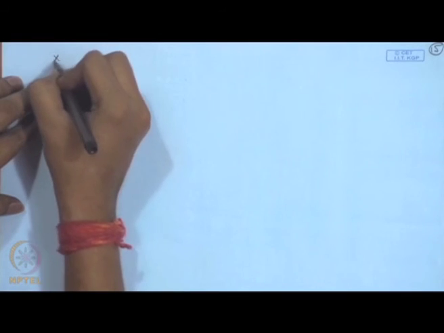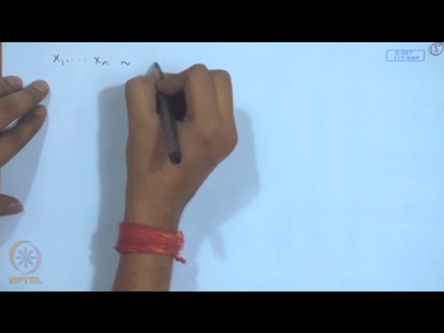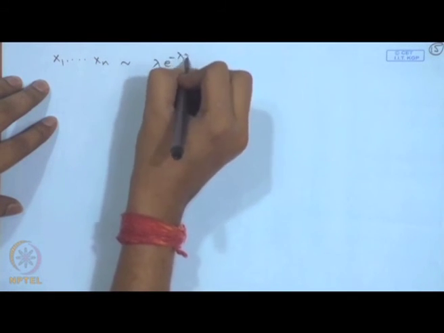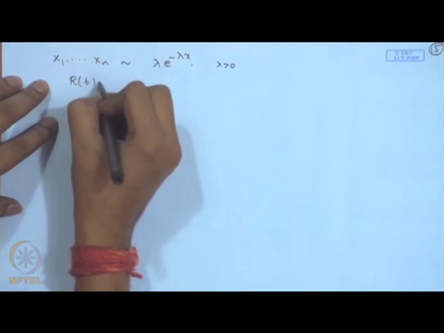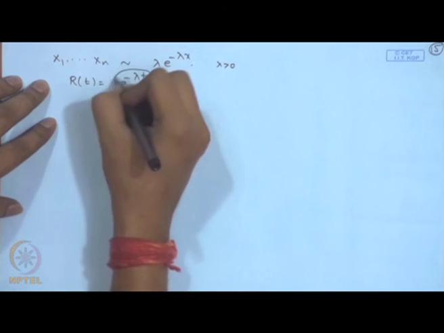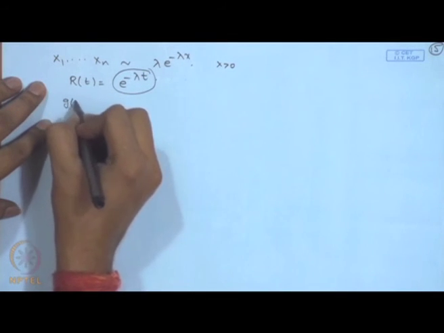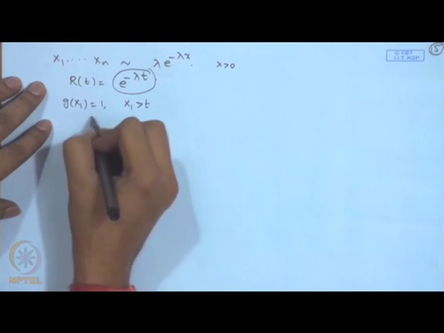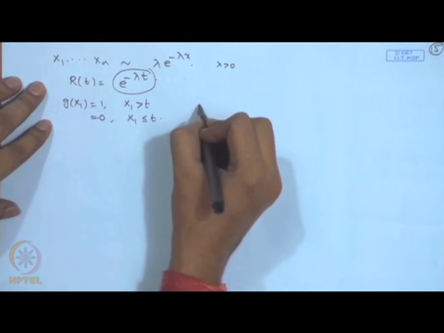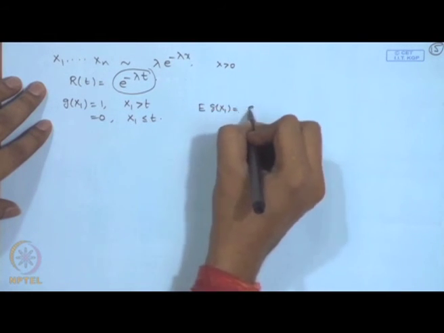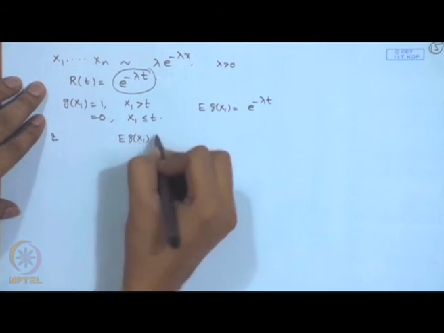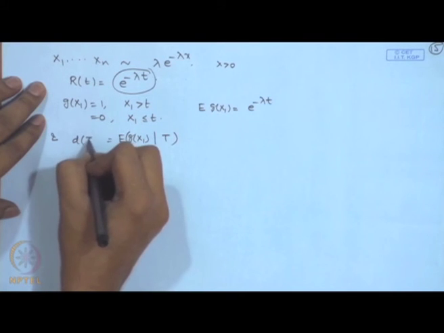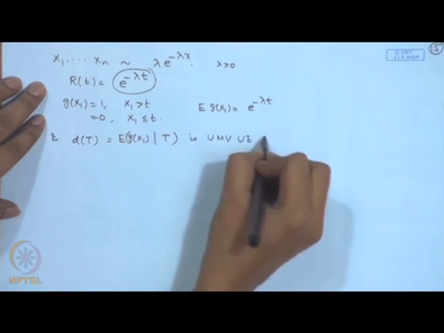Let me end with one example in the exponential distribution. Suppose we have a random sample from exponential distribution with parameter, say, lambda, and we are looking at the reliability function R(t) is equal to e to the power minus lambda t. We want the UMVUE of this. So, define the function g(x_1) is equal to 1 if x_1 is greater than t, it is equal to 0 if x_1 is less than or equal to t. So, expectation of g(x_1) is equal to e to the power minus lambda t, and expectation of g(x_1) given t, that is equal to, say, d(t), is the UMVUE of R(t).